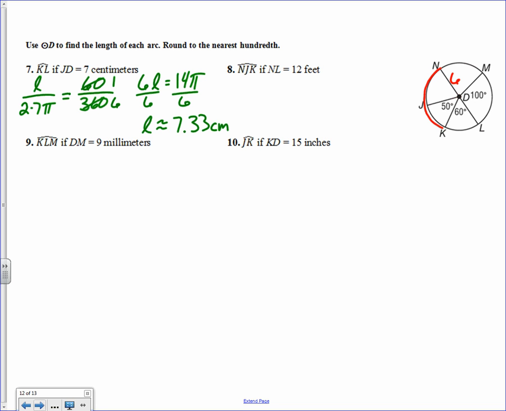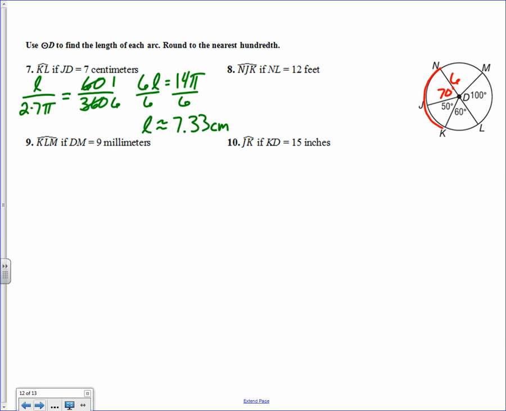And we see that we have a straight line here with measures of 50 and 60. 50 and 60 add to 110, leaving us with 70 so that we can get to 180. And so the arc there is 70 plus 50, which is 120.